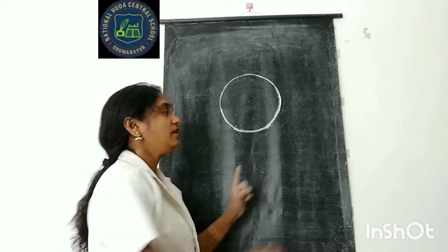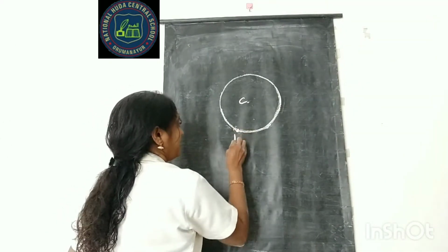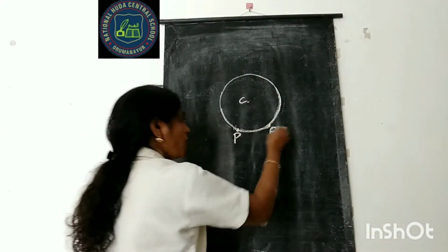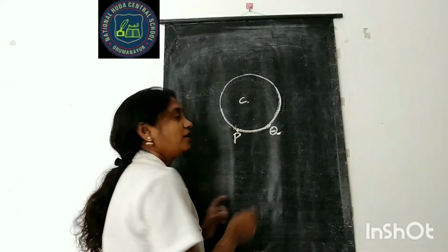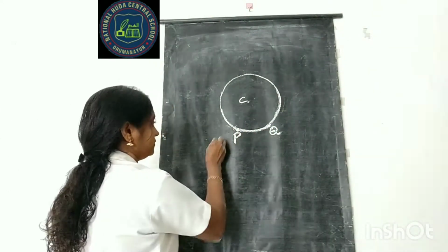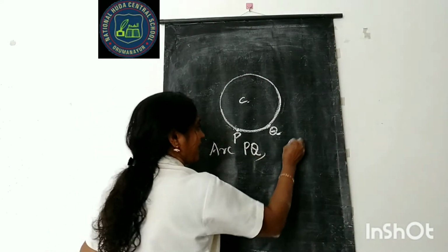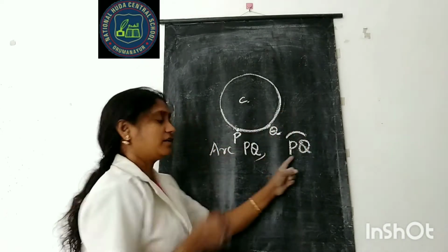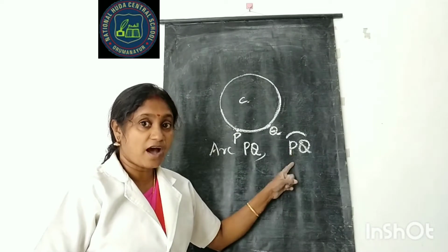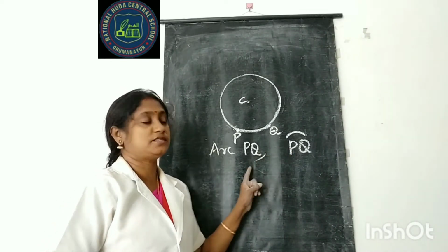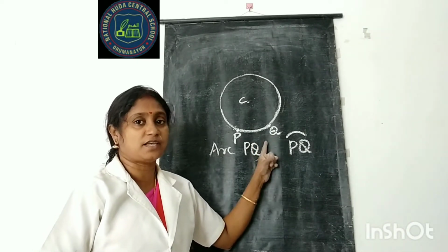Here is a circle, and let C be the center of the circle. P and Q are 2 points on the circle. And here is a small portion PQ. This is called arc PQ, and it is denoted as arc PQ. An arc is a small portion on the circle.